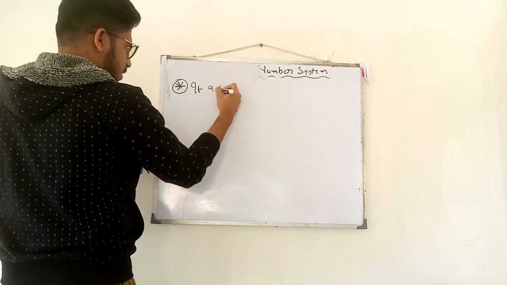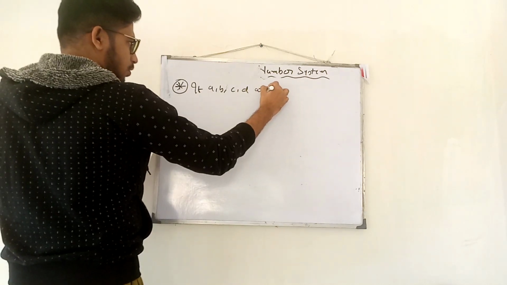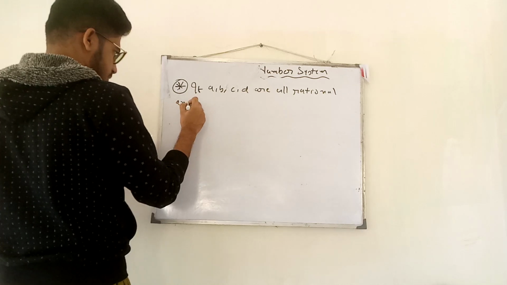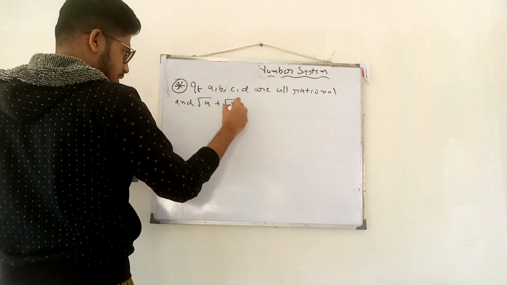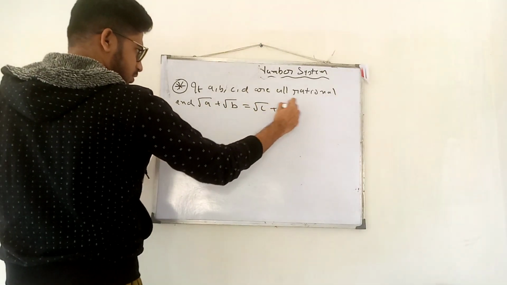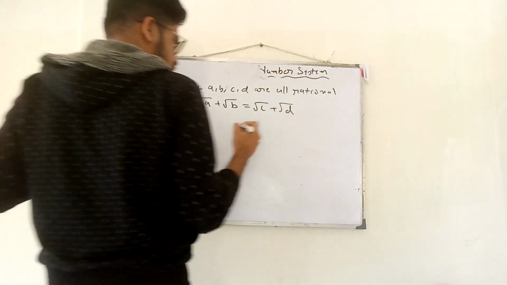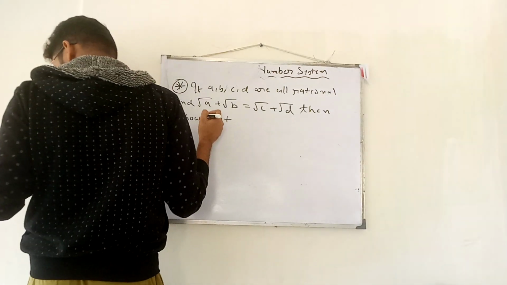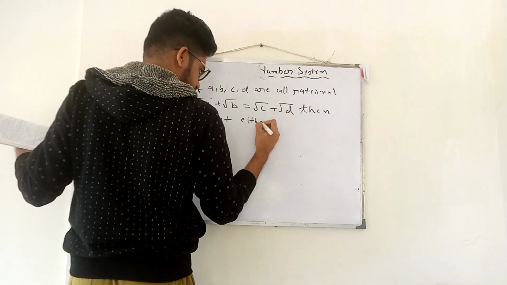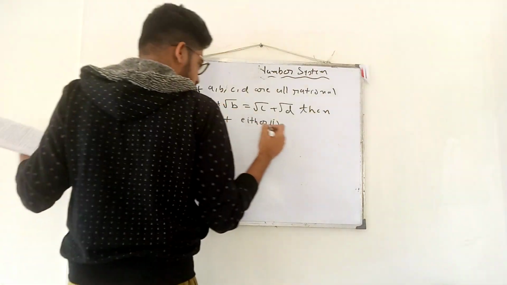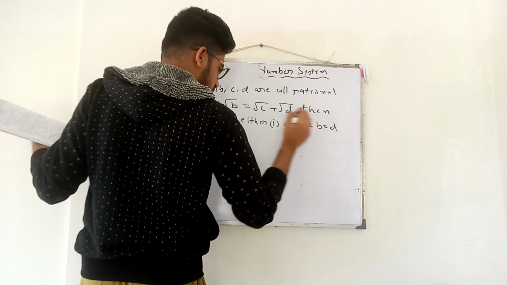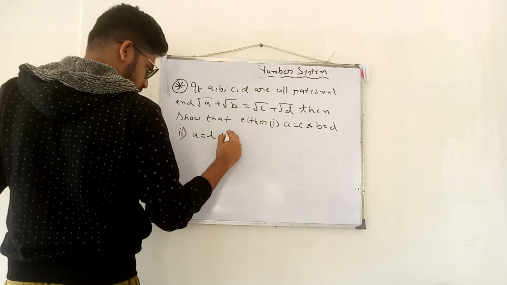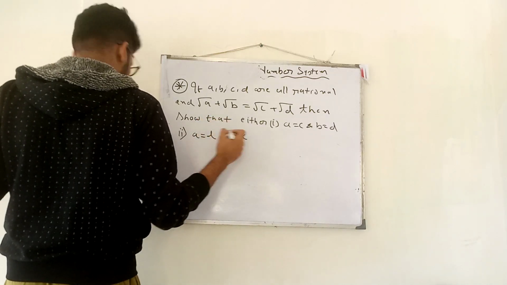If A, B, C, D are all rational, and root A plus root B is equal to root C plus root D, then show that either A is equal to C and B is equal to D, or A is equal to D and B is equal to C, and 3.